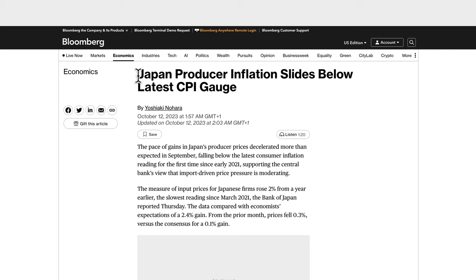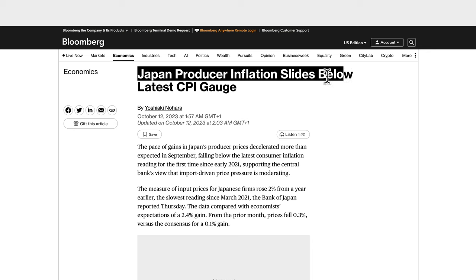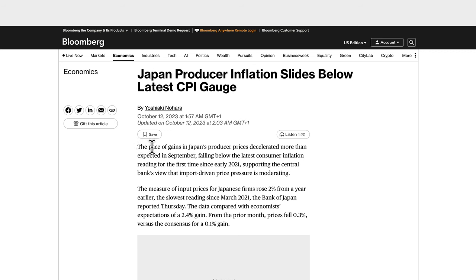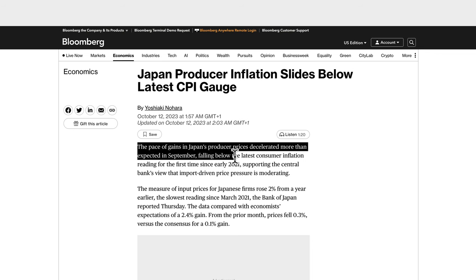The reason why is because Japanese producer inflation slides below the latest CPI gauge. And so in order for the Bank of Japan to really adjust monetary policy, high inflation has to be sustained, above their 2% target for a longer period of time, and also has to be rising. Now, the Bank of Japan are more likely to sit on their hands if inflation measures are not supporting rate hikes.